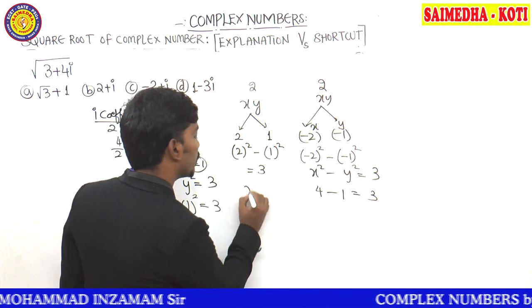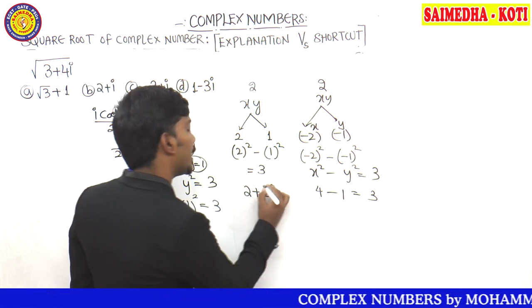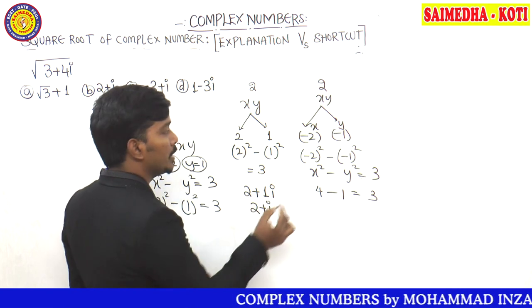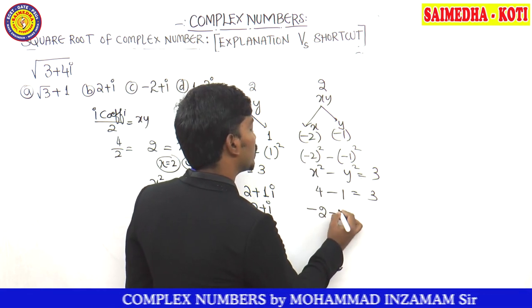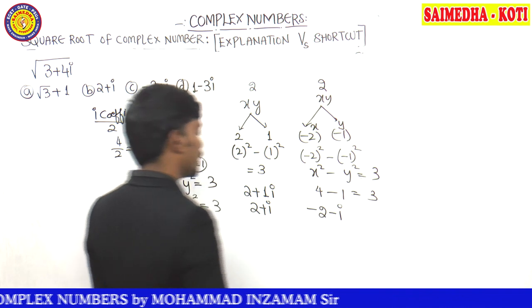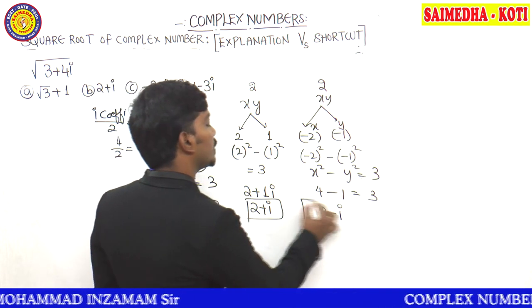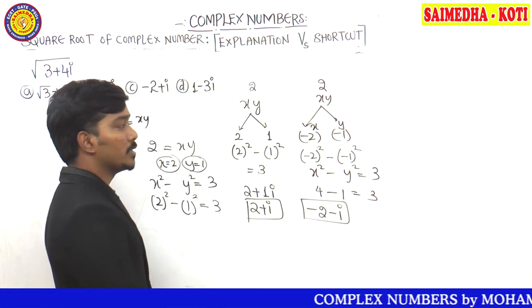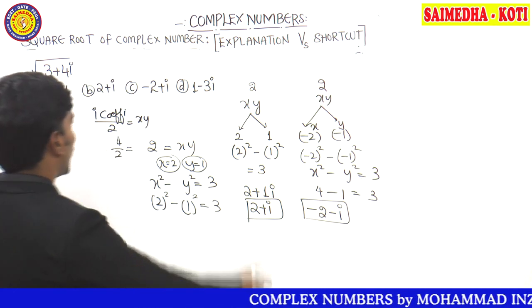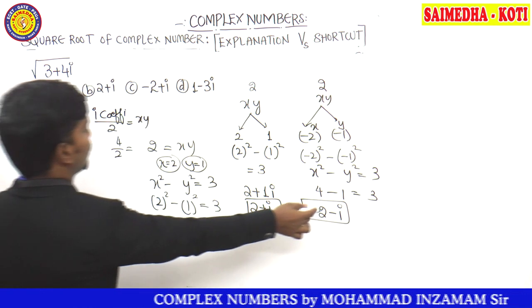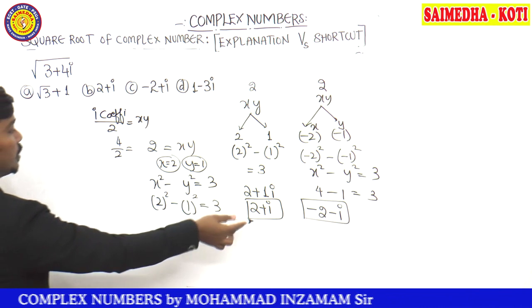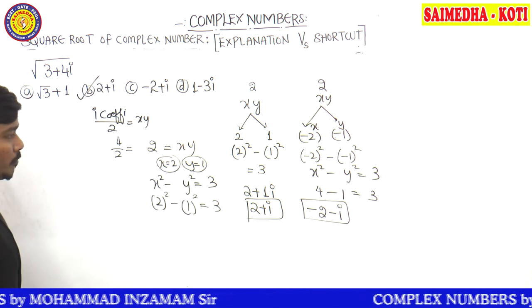So what is the answer you are going to get now? 2 plus 1i or 2 plus I directly you can write. Here what we are going to get guys? Minus 2 minus 1i or minus 2 minus I. So this 2 plus I is also correct answer, minus 2 minus I is also correct answer. So we have done two methods guys here based on the options. Do we have here minus 2 minus I in the option? No. So which one is the correct answer? 2 plus I is the correct answer.